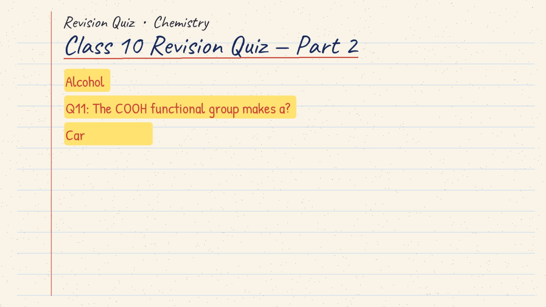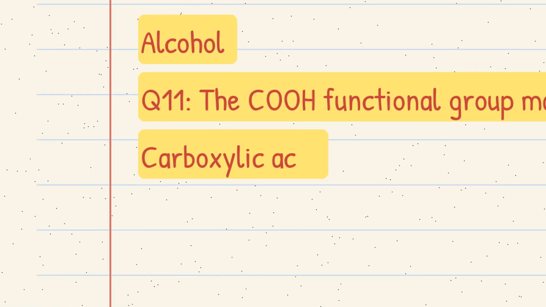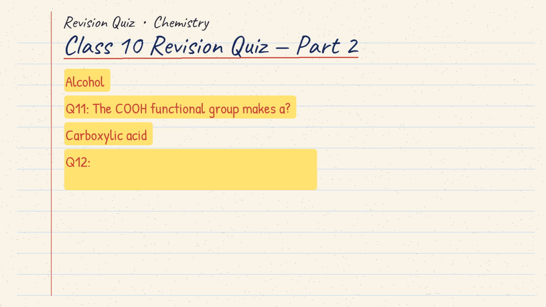The answer is carboxylic acid. For example, ethanoic acid. Question 12. Name a 2-carbon compound with an OH group.